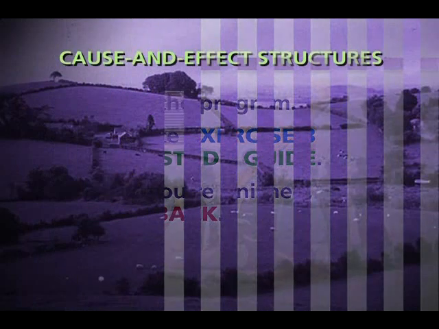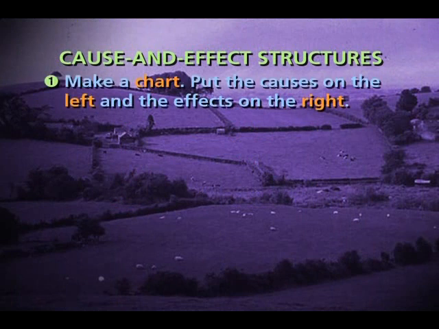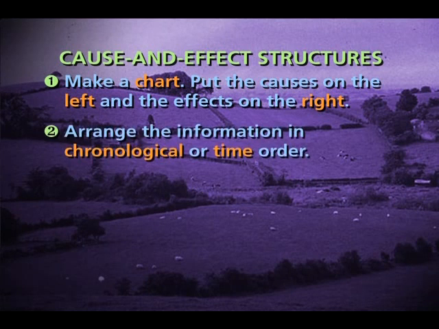Here's how I did it. I started out by making a chart. I put the causes on the left and I put the effects on the right. I did that because the causes lead to the effect. So it made sense to me to put the cause on that side and the effect on this side. Then what I did is I arranged the information in chronological or time order, from the first events in the Irish potato famine to the last events.